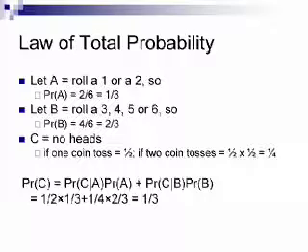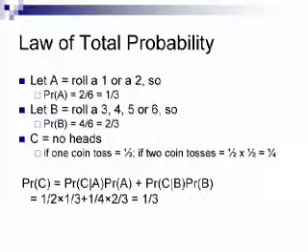Let event A equal rolling a 1 or a 2, so the probability of A equals 2 divided by 6. Let event B be the rolling of a 3, 4, 5, or 6, so the probability of B equals 4 divided by 6, or 1 minus the probability of A. Let event C equal no heads for the coin toss, which equals 1 divided by 2.